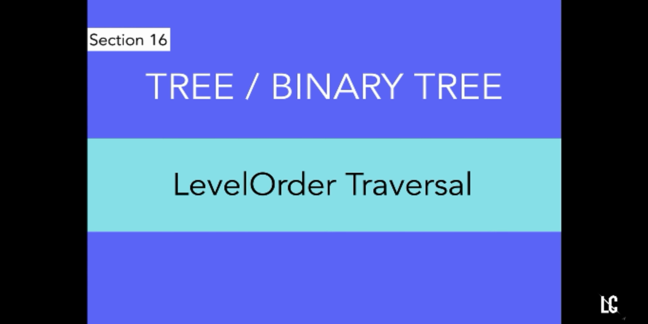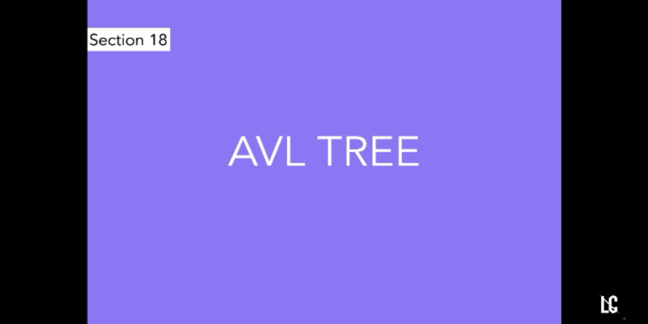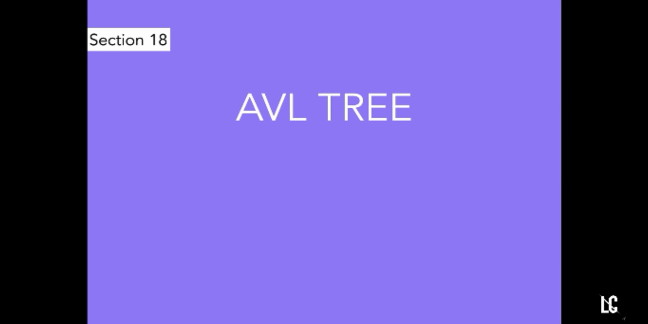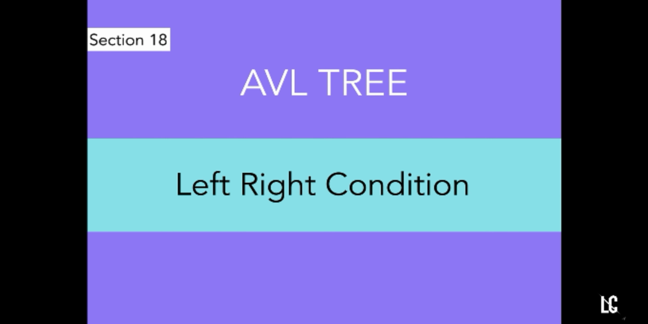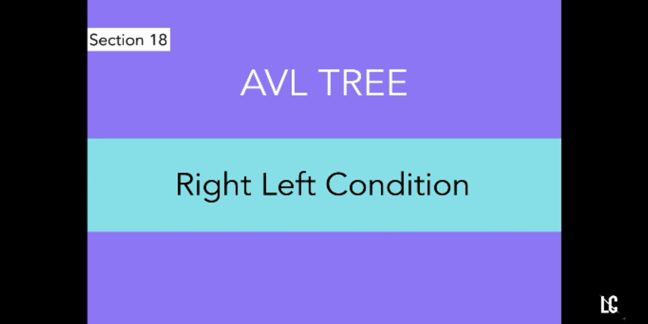Then from here we continue to do binary search tree and then AVL tree. In AVL tree we have covered important concepts like left-left condition, left-right condition, right-right condition, and right-left condition. And we have implemented these conditions in inserting or deleting a node in AVL trees. This is a fun section in my opinion, because there are a lot of challenging problems that we are doing over here.